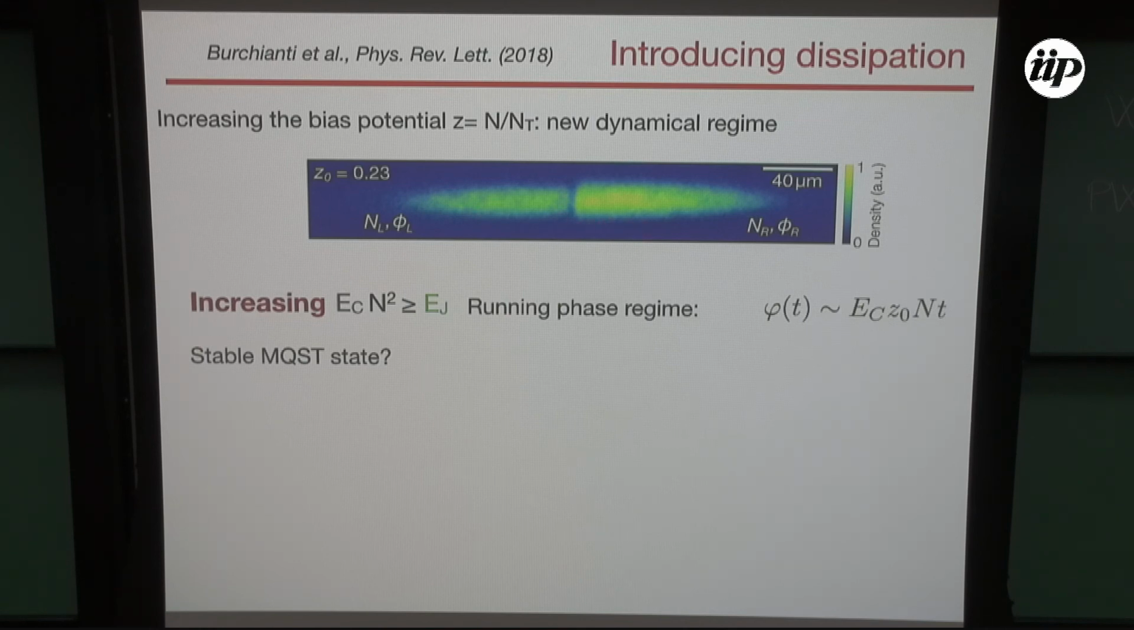If I increase the population imbalance, then I could arrive at a point in which I increase the ratio between the charging energy of the system to some extent and the Josephson coupling energy. And the system here is expected to enter, in the case of a bosonic junction, the macroscopic quantum self-trapping state. That means the phase should run, so no more oscillating, but linearly increasing, with a rate that is proportional to the charging energy that you have in the system, okay?